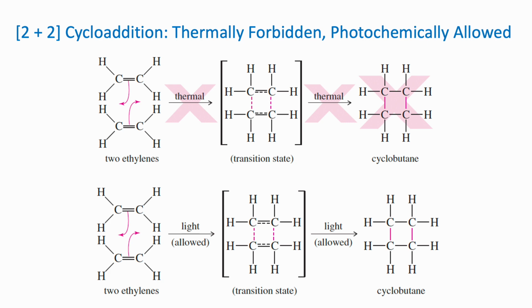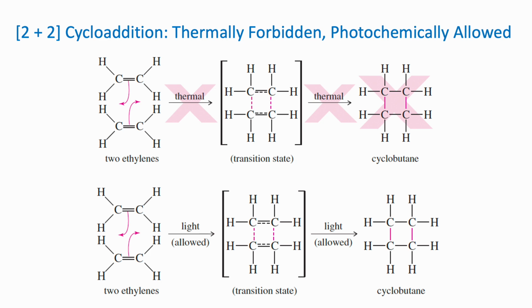Okay, so just to summarize, 4+2 cycloaddition: thermally allowed, photochemically forbidden. 2+2 cycloaddition: thermally forbidden, photochemically allowed. And so we have just gone over at length two examples, a 4 plus 2 and a 2 plus 2, but we could do other examples too.